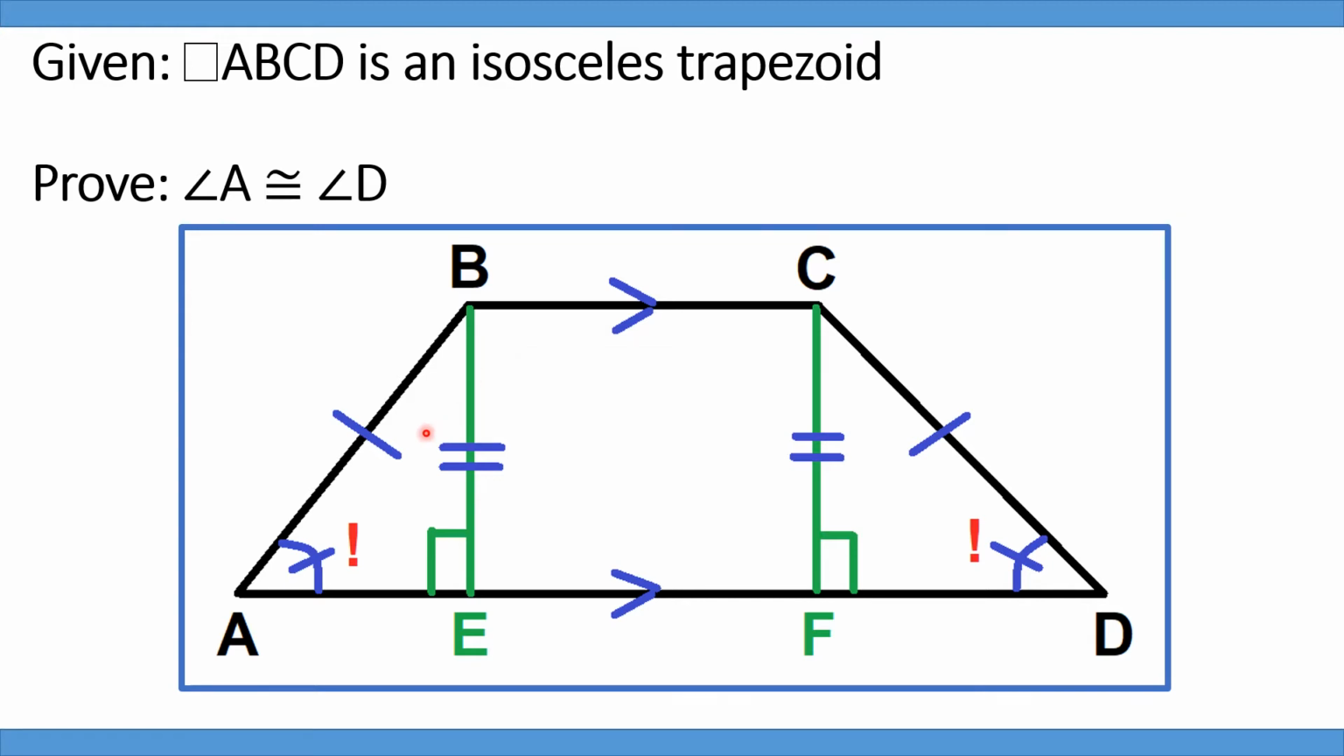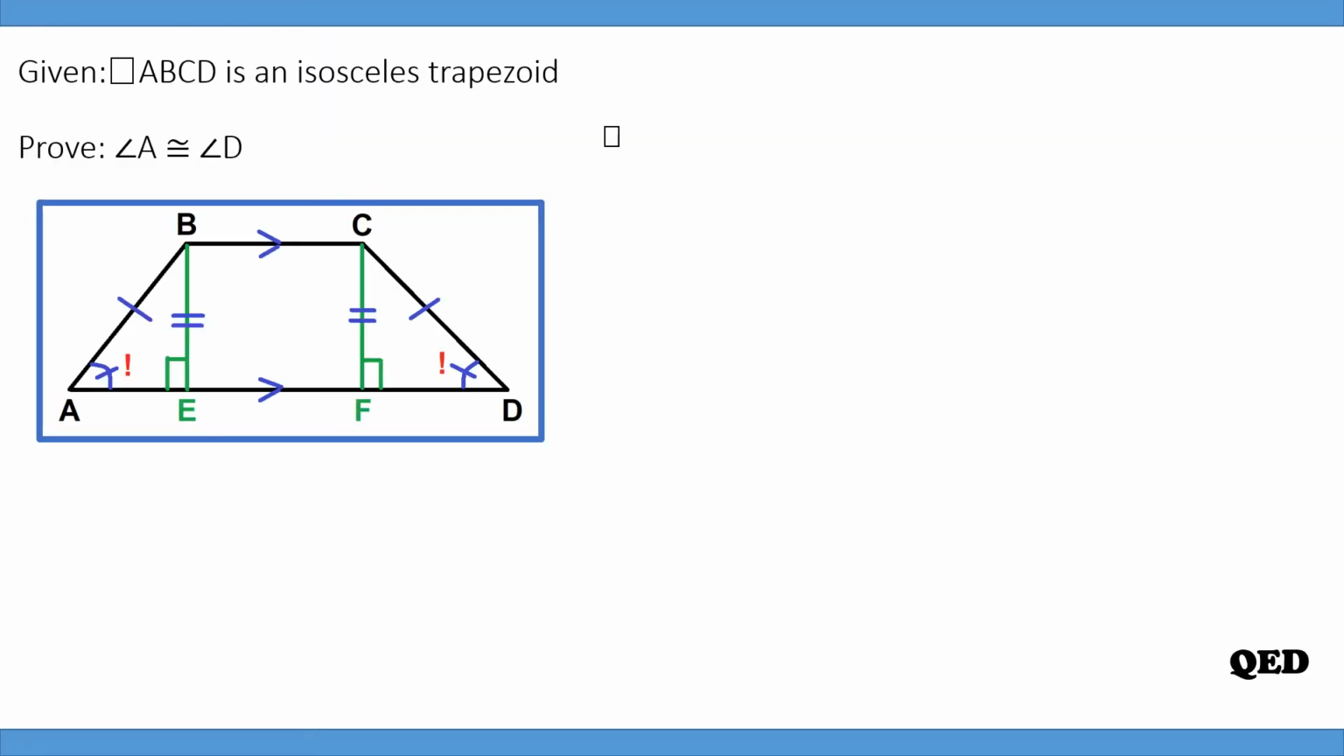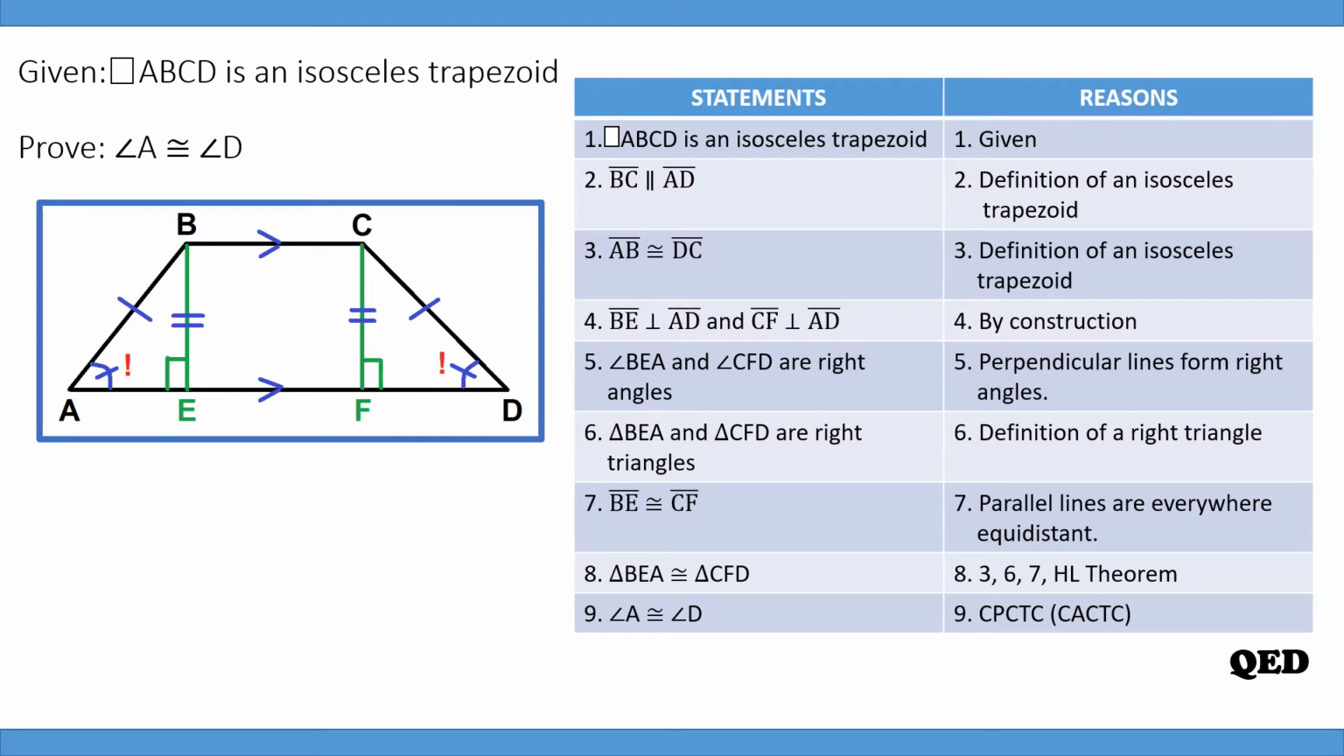So look at the figure, look at the illustration. Can we now prove that these two triangles are congruent? Yes, because there are two right triangles and we have corresponding legs and hypotenuse that are congruent. And if we can prove that these two triangles are congruent, we can also prove that angle A and angle D are congruent by CPCTC. Let's have the formal proof.